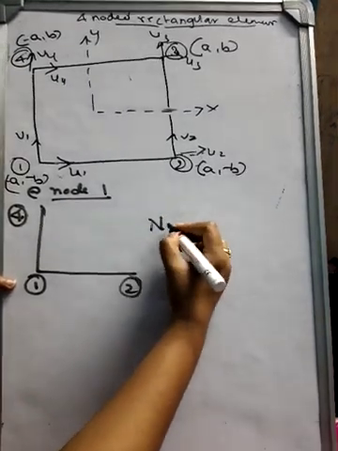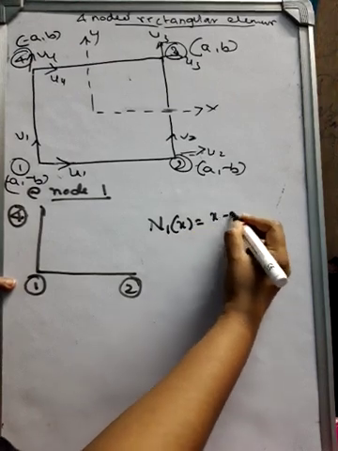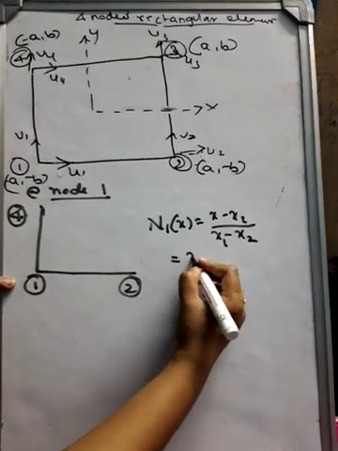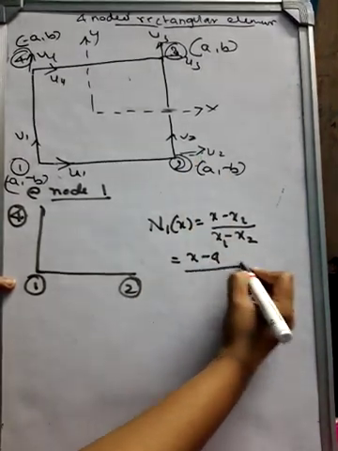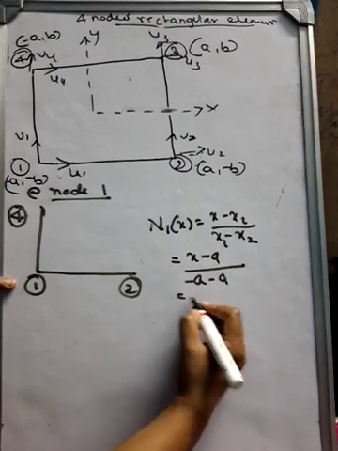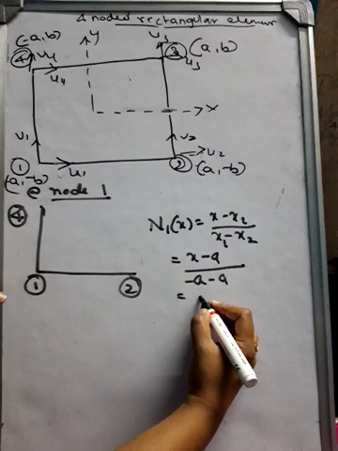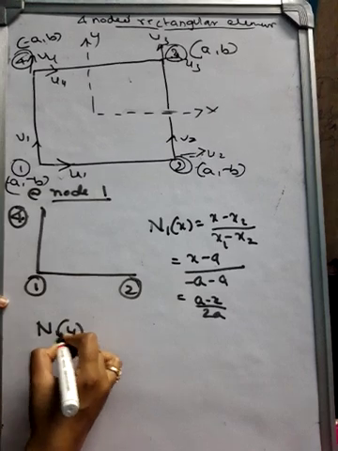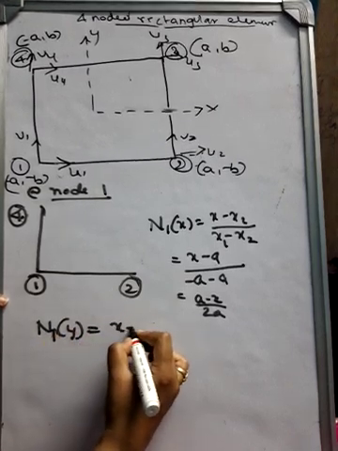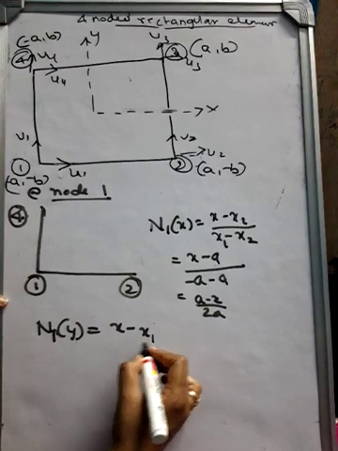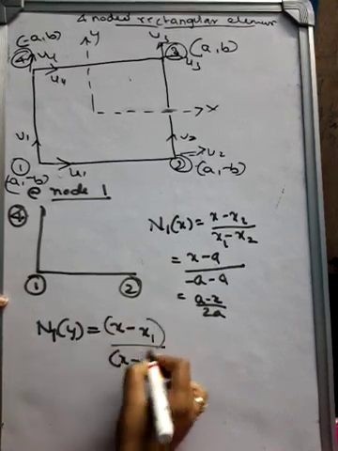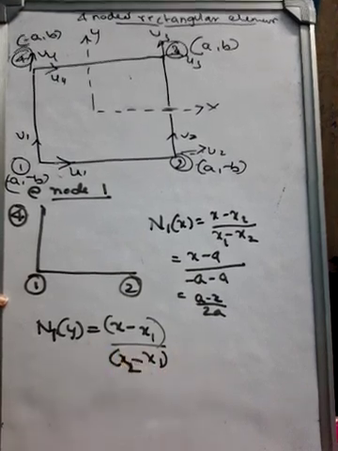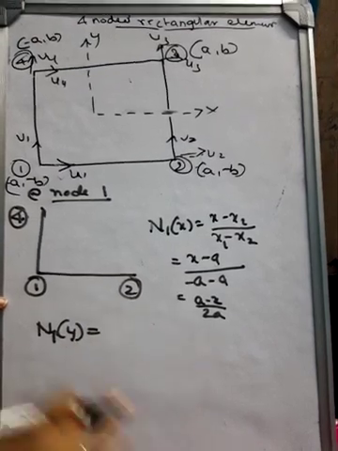So we'll be getting N1 of x is equal to x minus x2 divided by x1 minus x2. Substitute the value of x2: x2 is a, x1 is minus a. So we'll be getting a minus x divided by 2a. Now N1 of y would be equal to what? Sorry, now N1 of y it is.